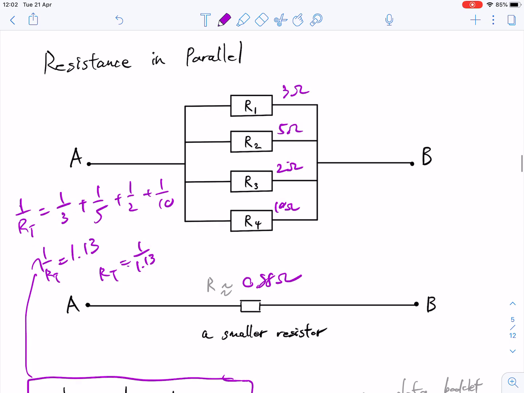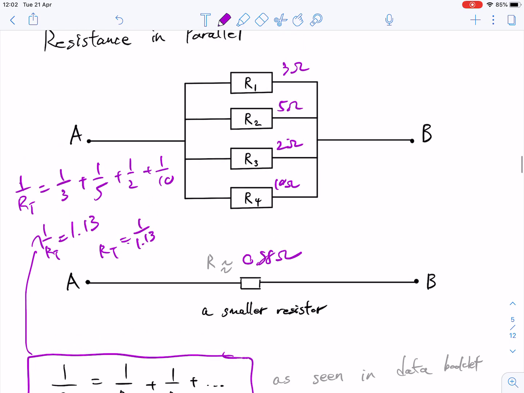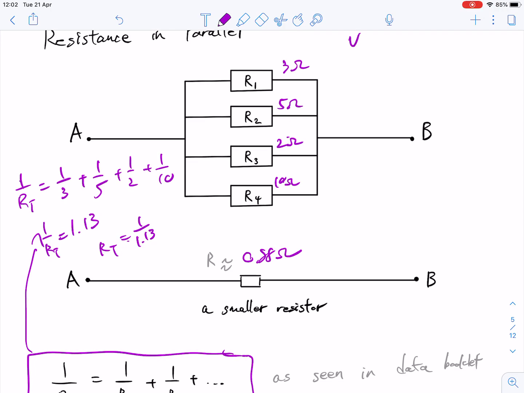Okay, and so voltage is constant in a parallel circuit. I'm just going to do a little column over here. So if it was 3 volts here, it would be 3 volts here, 3 volts there, 3 volts there, okay? So that's going across each of these resistors right here.